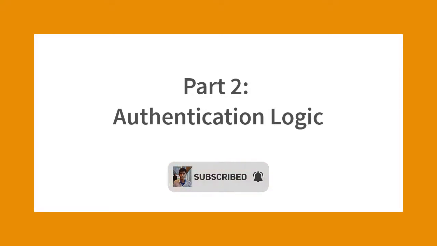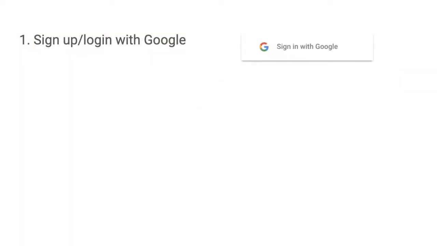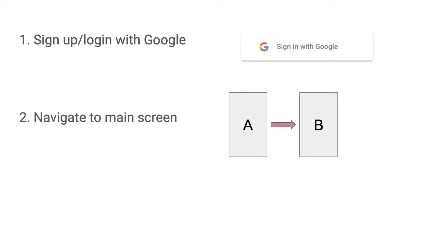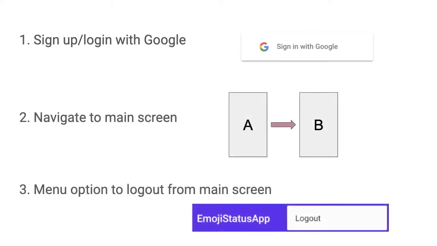The goal for this video is to allow the user to create a new account or sign into their existing account using Google Sign-In with Firebase Authentication. And once they've signed in, they should navigate to a new screen, which is the main activity. And on that screen, they have a menu option to log out.